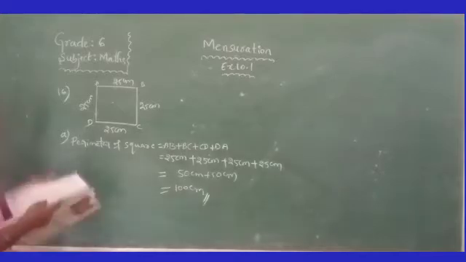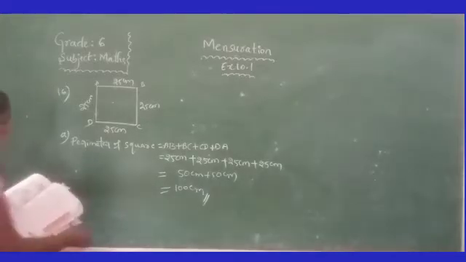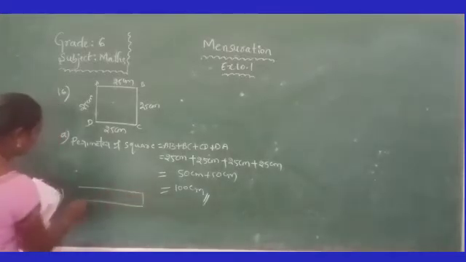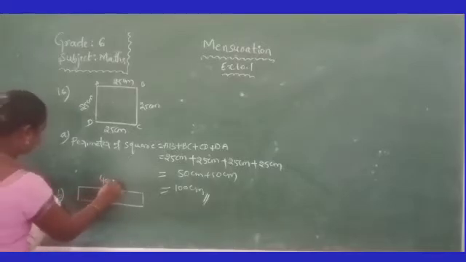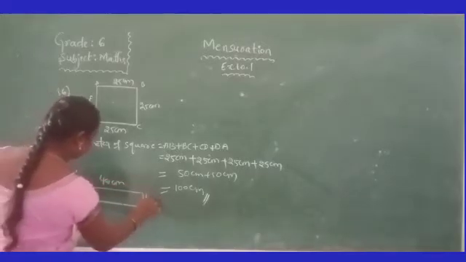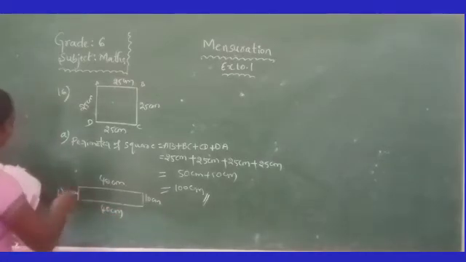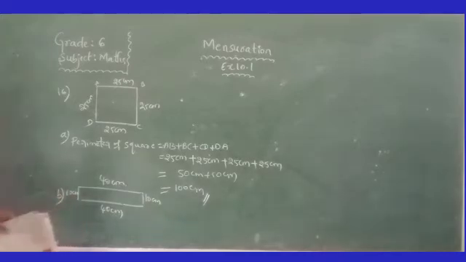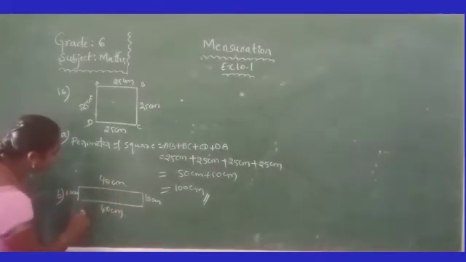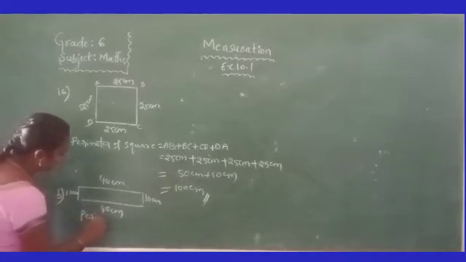Similarly, the second figure is a rectangle. The rectangle has a length of 40 centimeters and a breadth of 10 centimeters. Again, one more length is 40 centimeters and breadth is 10 centimeters. A rectangle has 2 lengths and 2 breadths. So that is the perimeter of the rectangle.